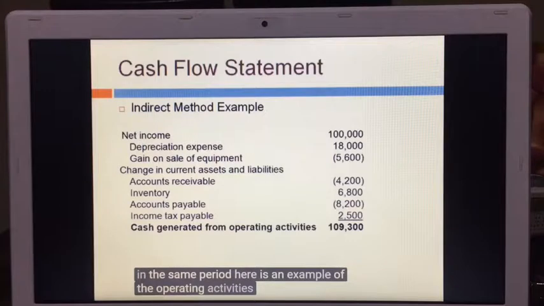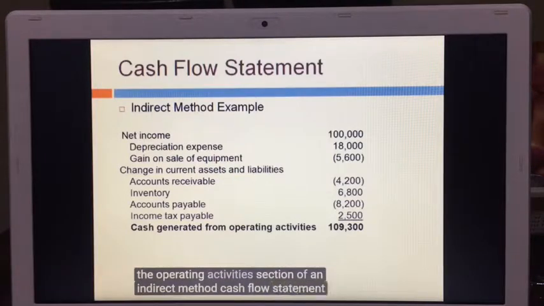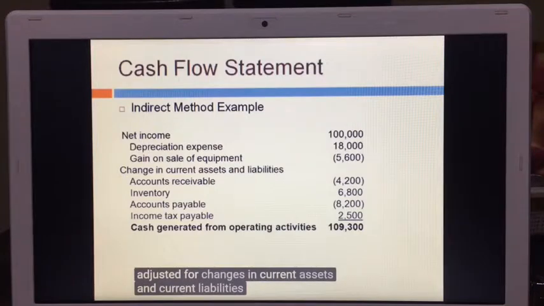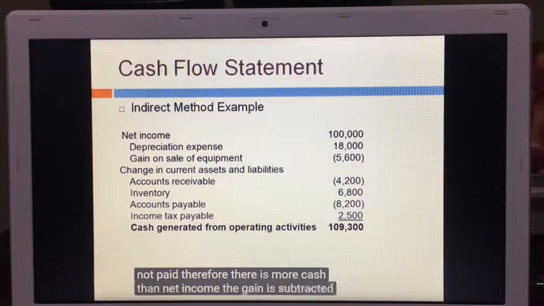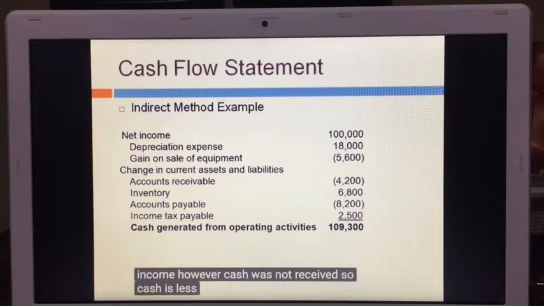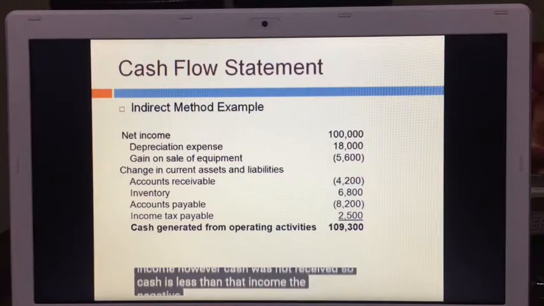Here is an example of the operating activities section of an indirect method cash flow statement. Note that it begins with net income, is adjusted for non-cash item A, and is adjusted for change in current assets and current liabilities. Depreciation expense is added because it's an expense that reduced net income that was not paid, therefore there is more cash than net income. The gain is subtracted from net income because it increased income, however, cash was not received. So, cash is less than the net income.